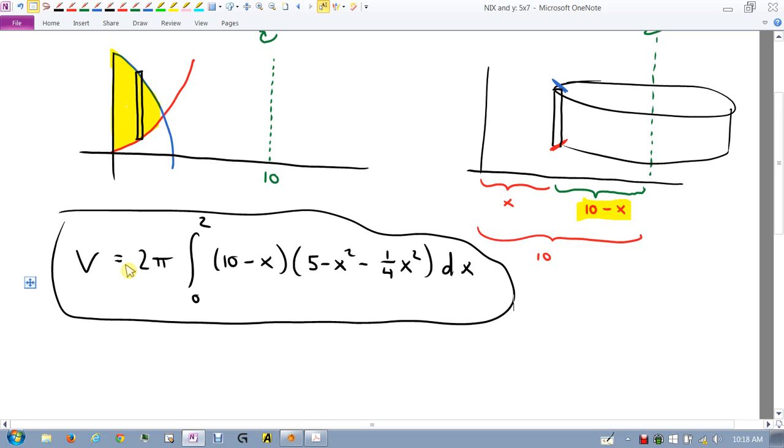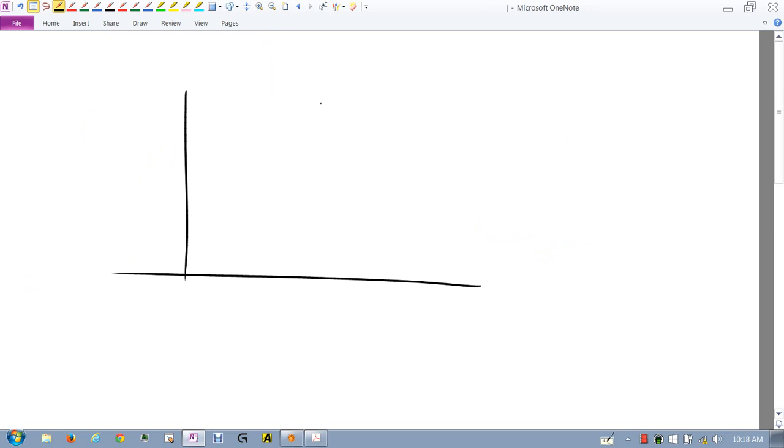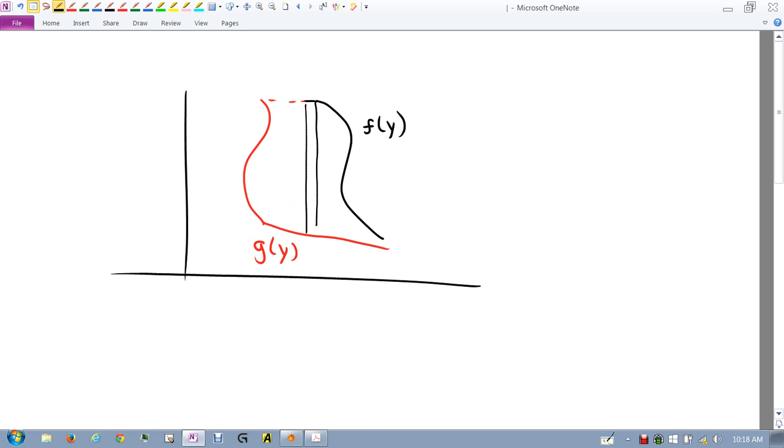So imagine you have something that looks like this. I won't test you on this, but imagine you have, call this f of y, and then over here I'll make it intersect up there, call this g of y. You would not want to use vertical rectangles here, right? That wouldn't be a good thing because these are functions of y instead of x. So your ideal situation would be to use a rectangle that looks like that, right?